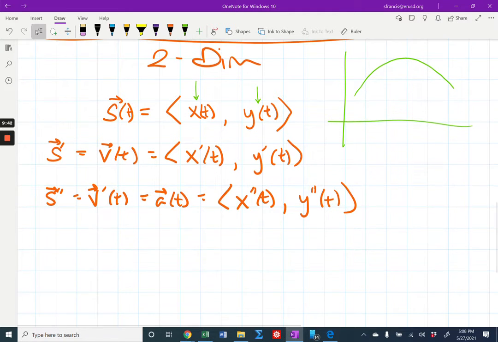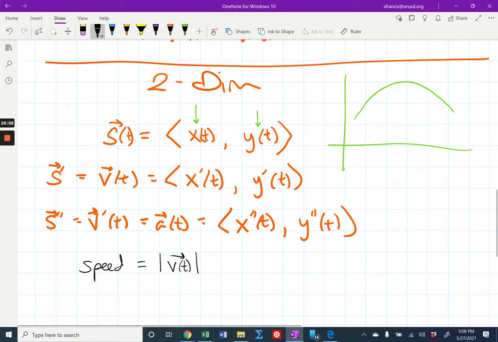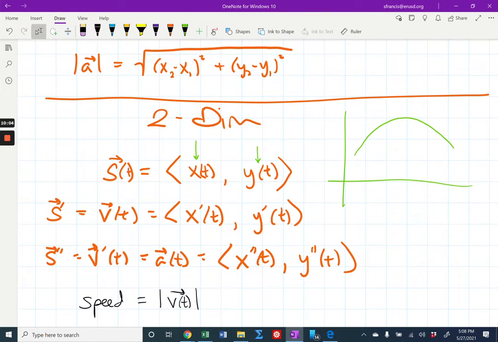Okay, what did we remind ourselves about speed up above? We said speed is the absolute value of the velocity function. Well, speed is still the absolute value in 2 dimensions of now the velocity vector. What does that mean? Well, I told you a moment ago that the magnitude of a vector is found by the Pythagorean theorem, okay?